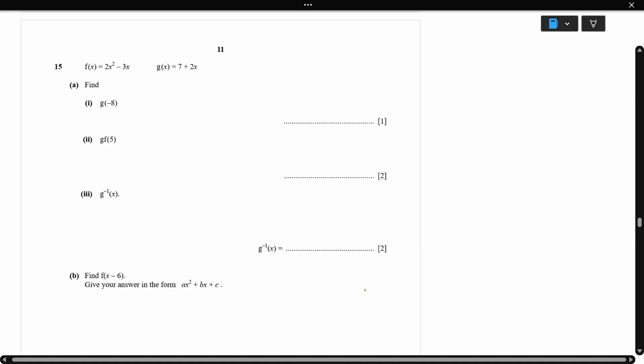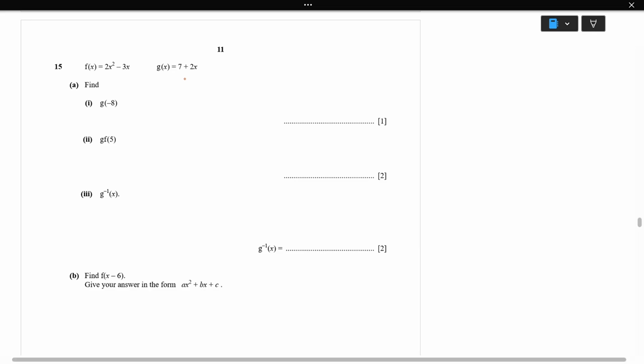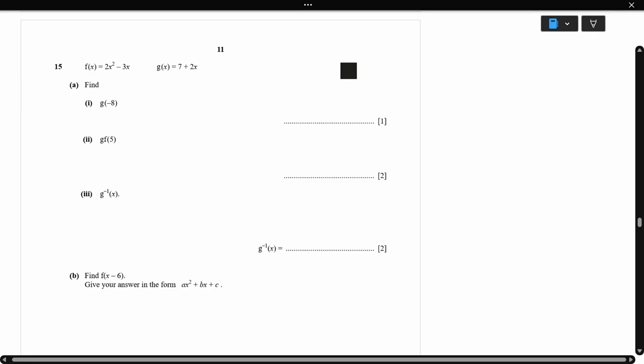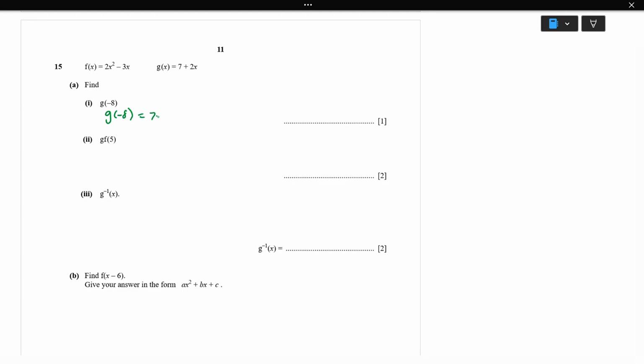Next, question 15. f of x equals 2x squared minus 3x, g of x equals 7 plus 2x. So f of negative 8... sorry, g of negative 8. g of negative 8 equals 7 plus 2 of negative 8. So the answer is going to be negative 9.